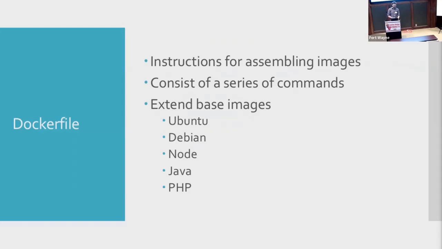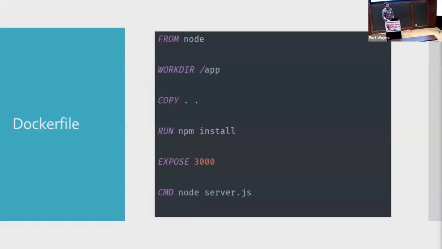So what you can do is start from a base image. And those can be things like Ubuntu or Debian, or maybe your runtimes like Node or Java or PHP, totally depending on what kind of application it's going to be used for. So here is an example of a very simple Dockerfile. This file would just literally be called Dockerfile, no extension. You can change the name, you can add extensions, but by default it's just called Dockerfile.